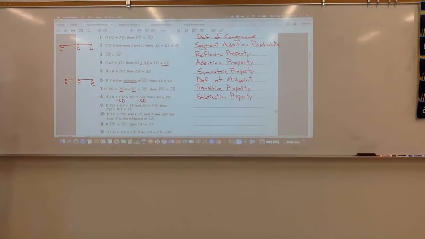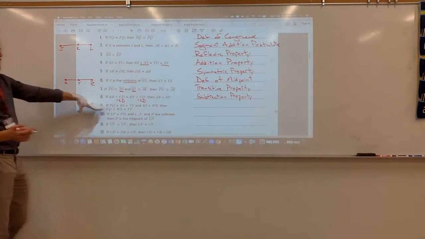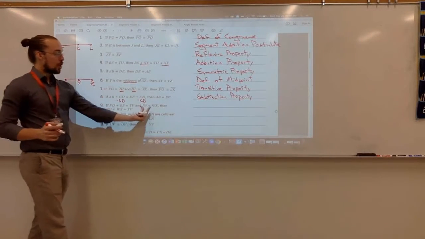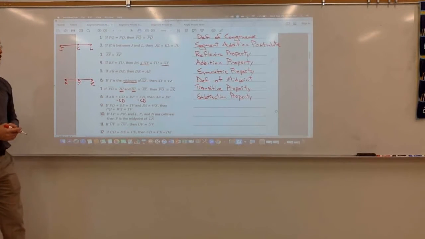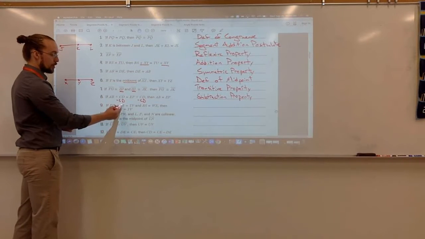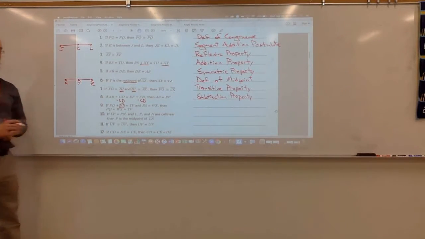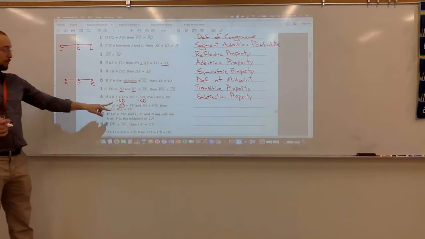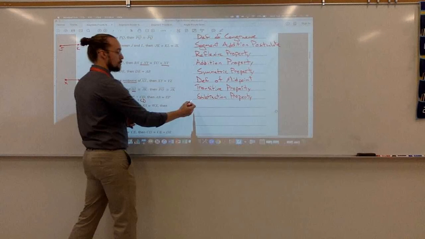Number 9, this one's kind of a longer one, so let's try to decipher what's going on here. If PQ plus RS equals TV, and RS equals WX, then PQ plus WX equals TV. So if I look at these two equations, the only thing that changed was RS changed to WX. Well, I was just told that those things are equal. So if they're equal, I can replace one with the other. That's the substitution property.